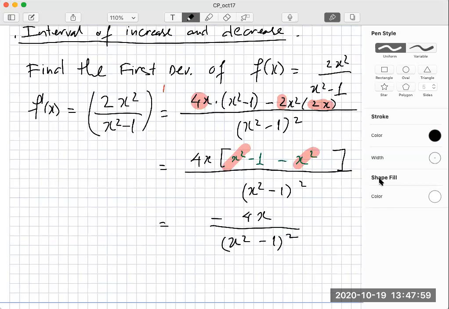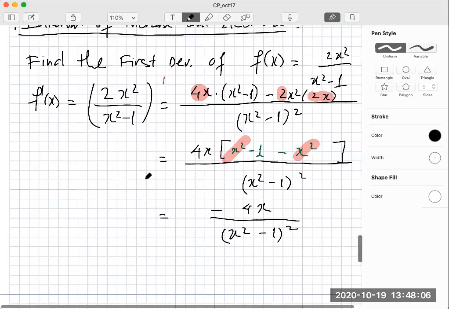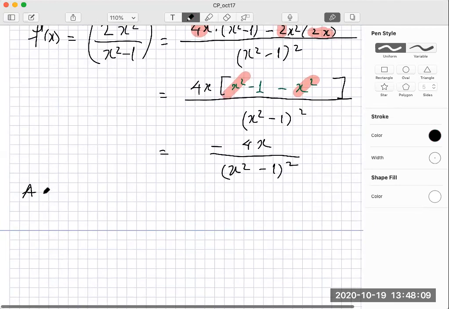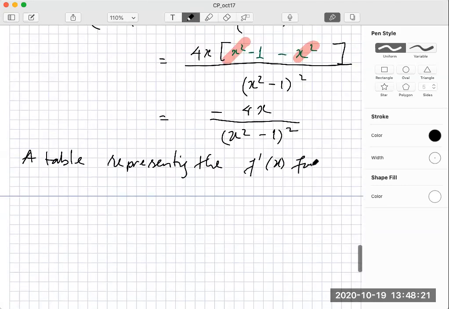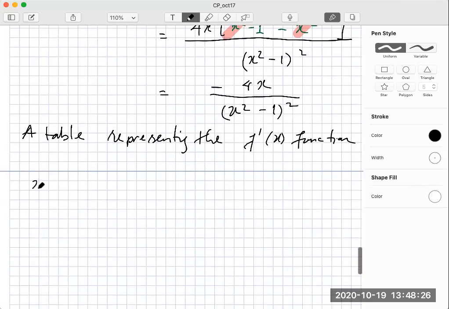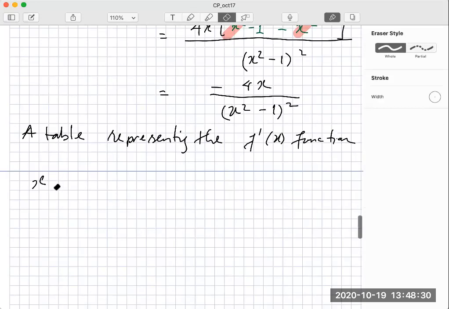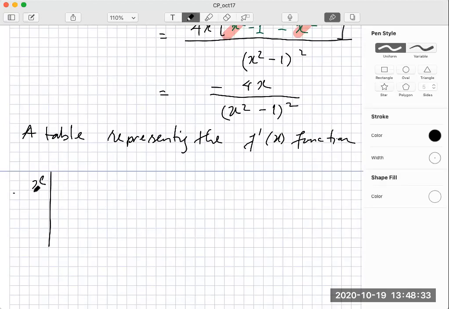Remember, making a table will help us a lot. So let us do it that way. A table representing the f prime function. So let us consider the values of x on the left here. Right.